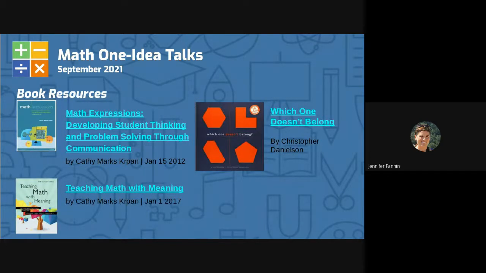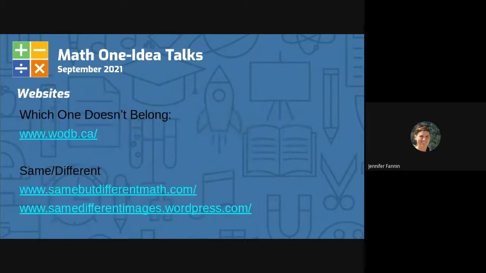Book resources you may find helpful. Math Expressions, Developing Student Thinking and Problem Solving Through Communication, Teaching Math with Meaning, both by Dr. Kathy Marks-Krpan, and Which One Doesn't Belong by Christopher Danielson. Also, some websites you might find helpful. Which One Doesn't Belong, Same but Different Math, and then Same Different Images.